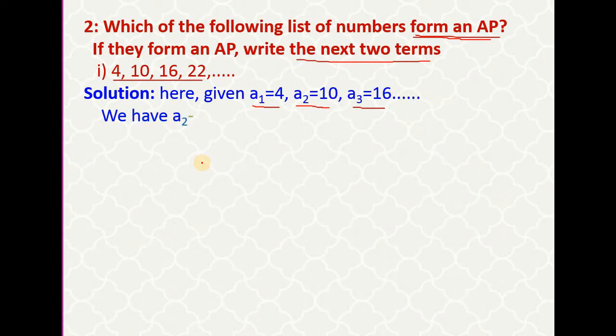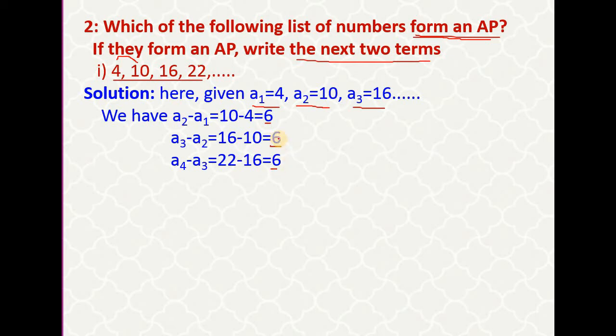We have a2 minus a1, which is 10 minus 4, equal to 6. So 6 is the common difference. Then a3 minus a2: a3 is 16, a2 is 10, and 16 minus 10 is 6. So 6 is the common difference. Similarly, a4 minus a3: a4 is 22, minus the third term 16, which is equal to 6.